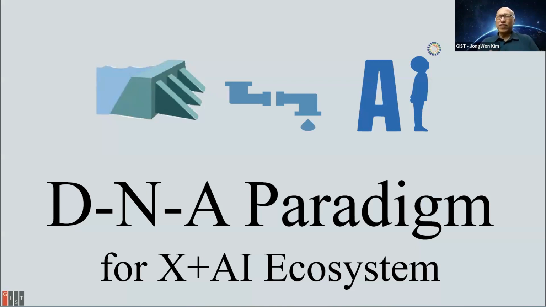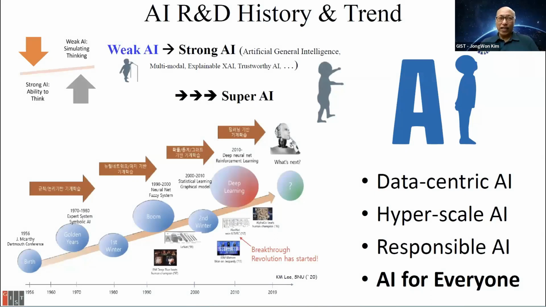Before I jump into Express AI or DNA, data, networking and AI, everyone knows AI is really getting our attention, right? It's been weak, but it's getting stronger. And we've been hearing a lot of large language model stories these days, right? LLMs. So data-centric AI, hyperscale large language model AI, and also responsibility of AI are becoming really important. That's the main trend regarding AI.